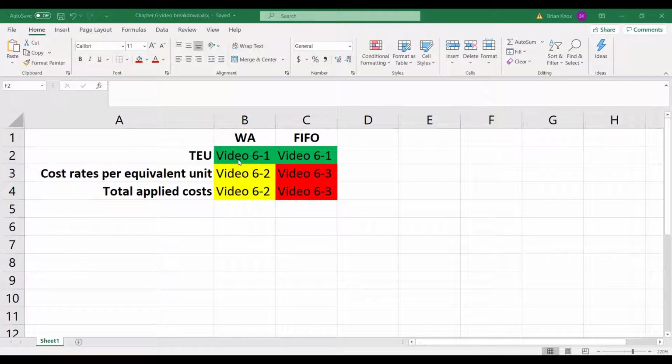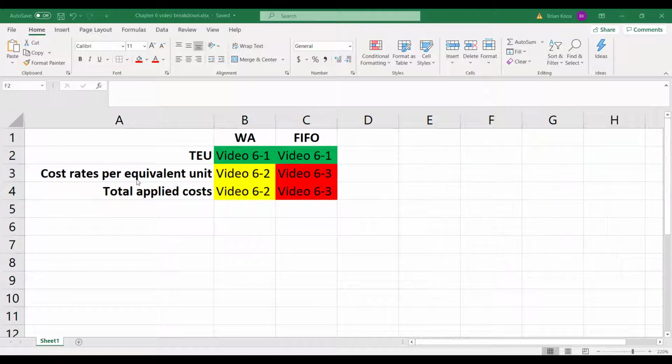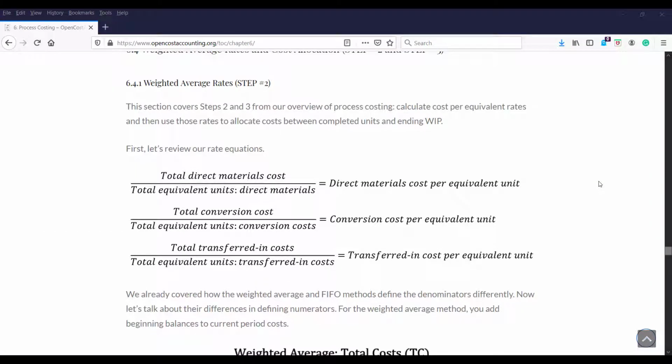the total equivalent units number we calculated in video 6-1 to create a cost or series of cost rates per equivalent unit, and then we're going to take those rates and apply costs to units completed and transferred out and to units in ending WIP. Like I talked about in video 6-1, you are creating three different rates, at most anyway. If your department doesn't have any transferred in costs because it's the first department in the chain, or there is only one department, then you don't have this third category.